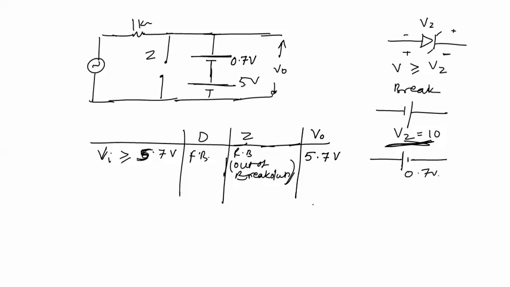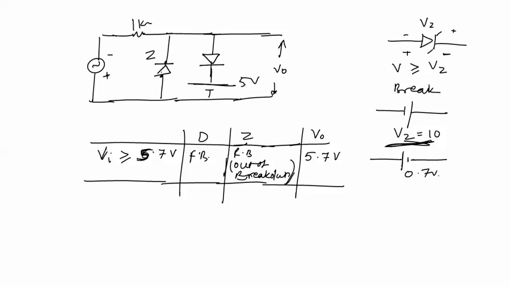It cannot exceed 10 volts. So the Zener diode will not enter into breakdown for any input voltage. Now if the input is in the negative half cycle, then this diode D will always be reverse biased. There is no chance for this diode to be forward biased in the negative half cycle.